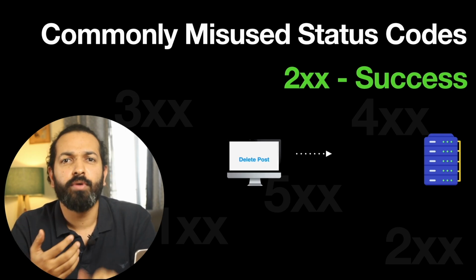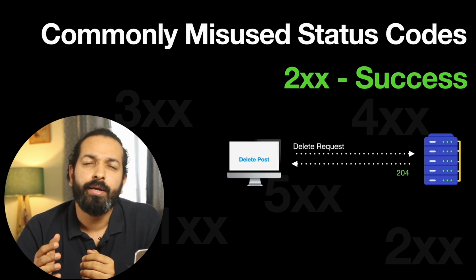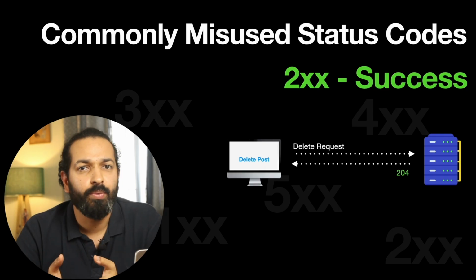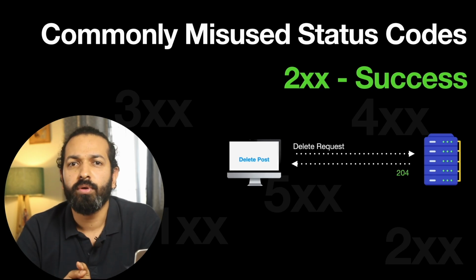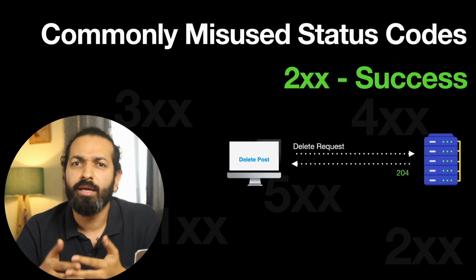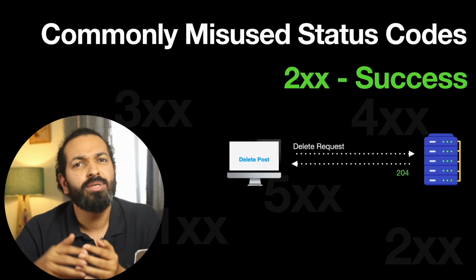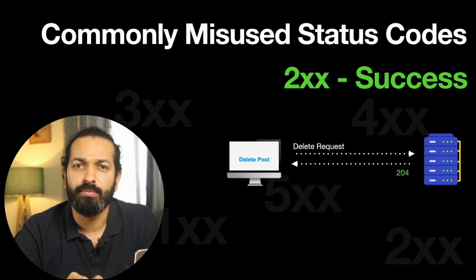Let's talk about 204 as well. When there's no content to return, for example, it was a delete request, you deleted the requested entity, and now there's nothing to be returned in the body, the status code should be 204, that there's no content, but the request was still successful. So don't send 200 with an empty body for delete.